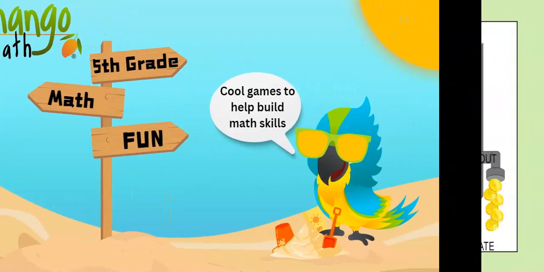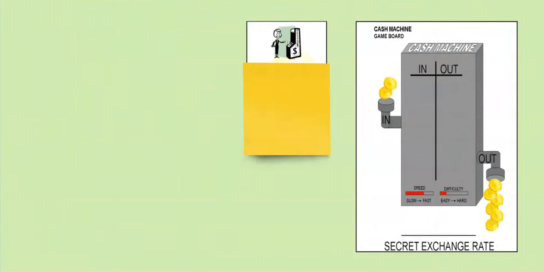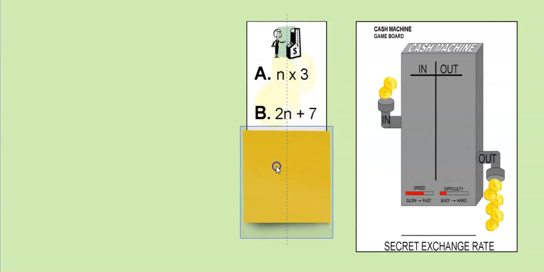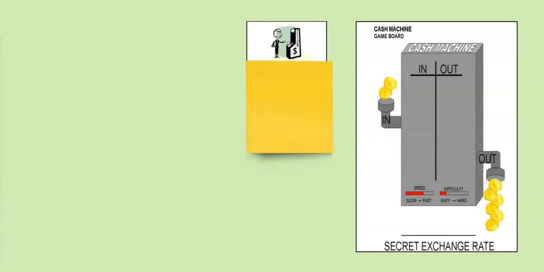Cash Machine is a great game because it puts students in a process of understanding how math works in the real world. So one student is going to be the banker, and they're going to draw a card that's going to have two functions on it, A and B. A being the easier one and B being a little more difficult. They get to choose which one they want to do. The other players don't get to see what is on the card.